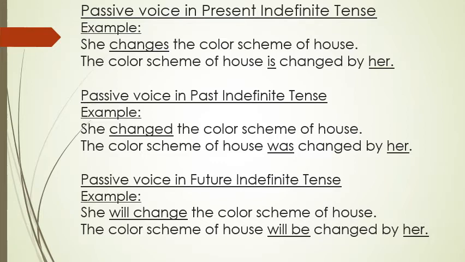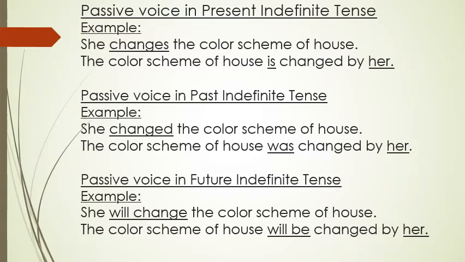As I told you, we always use the third form of the verb to change into passive voice. By is the formula and her is the object pronoun. So the answer becomes, the color scheme of house is changed by her. Now moving to the next tense, that is past indefinite tense. The example becomes, she changed the color scheme of house. Now changed is showing that it's a past tense. So due to past tense, what will be used? Was will be used, and the answer will become, the color scheme of house was changed by her.